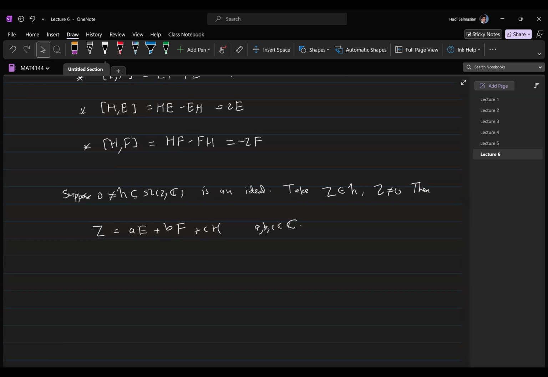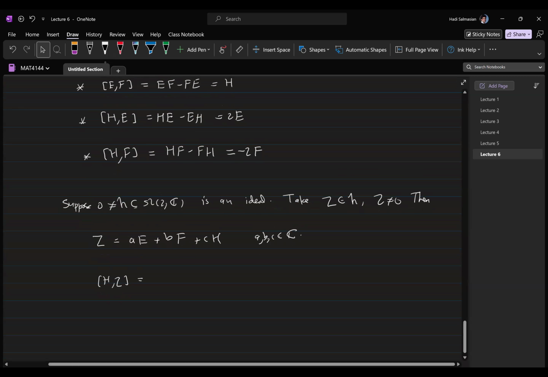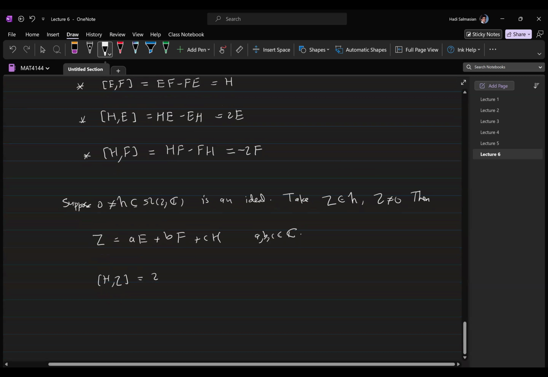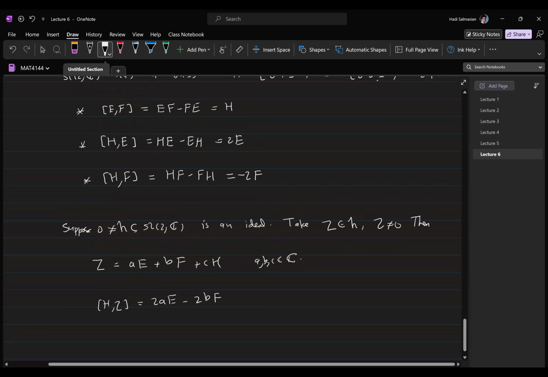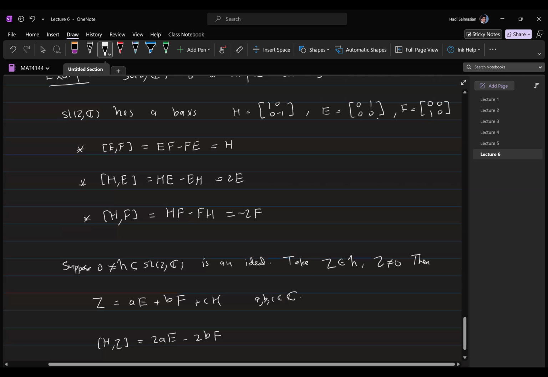Okay. So now what can I do? I can take the bracket with H, right? So let's do the bracket of H with Z. From the above formulas, I can just write this out and see that I get 2aE minus 2bF. I don't have the H term because HE will produce only E and HF will only produce F, and HH is just 0.